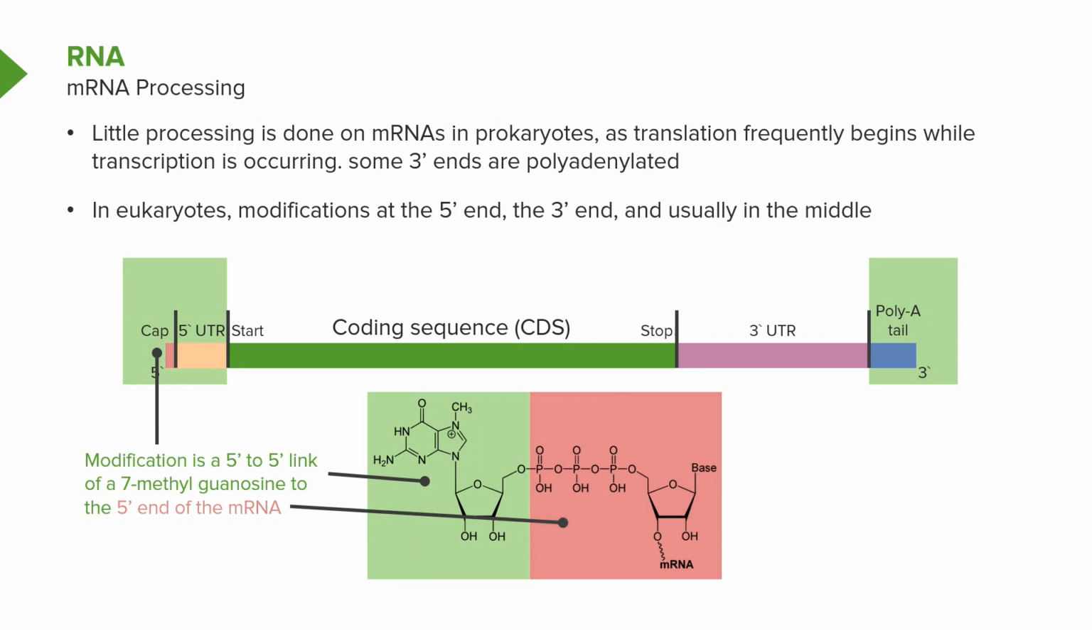The chemical modification at the 5' end to put the cap on is an interesting one. It involves the addition of a 7-methylguanosine to the 5' end of the messenger RNA, but that 7-methylguanosine is added in an unusual way. It's joined in a 5' to 5' linkage, as you can see in the image there. That 5' to 5' linkage is very unusual in biochemistry, and this is the only place that it occurs.